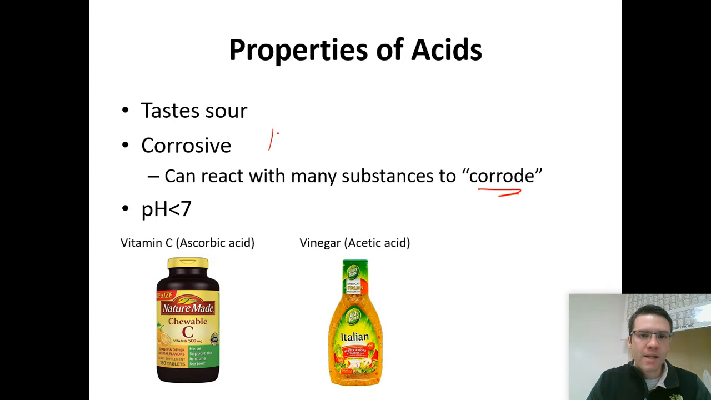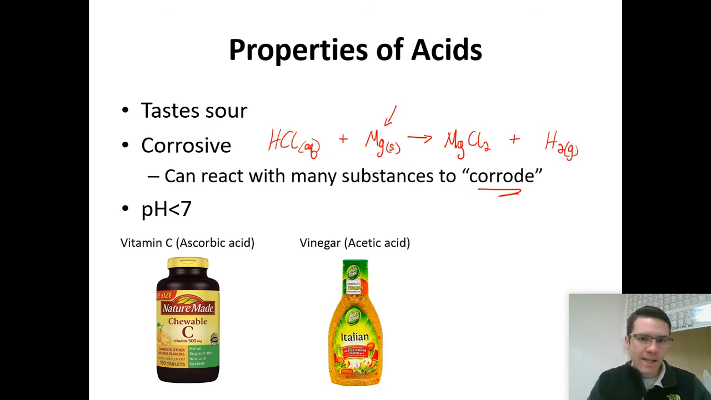You might remember this demonstration in class. Hydrochloric acid, HCl, aqueous, dissolved in water. If you add that to magnesium, a metal, it fizzes, it bubbles, and the magnesium actually turns into, it's a single displacement reaction, magnesium chloride, MgCl2, and H2 gas. Well, when it reacts, it corrodes the magnesium. That's one of our ways of saying corrosion. It's just converting it to a different substance. So the magnesium still is there, but it's not in metallic form anymore, and that's what it means to corrode something.